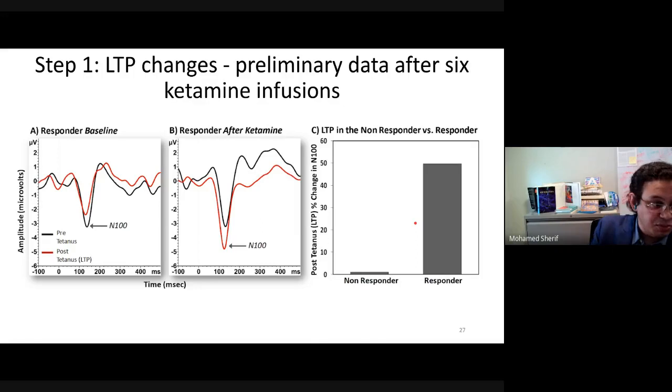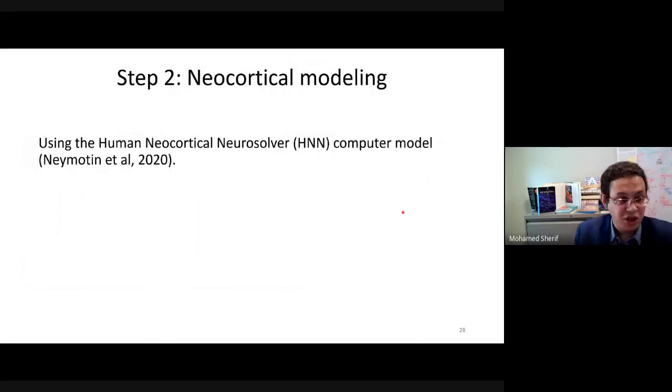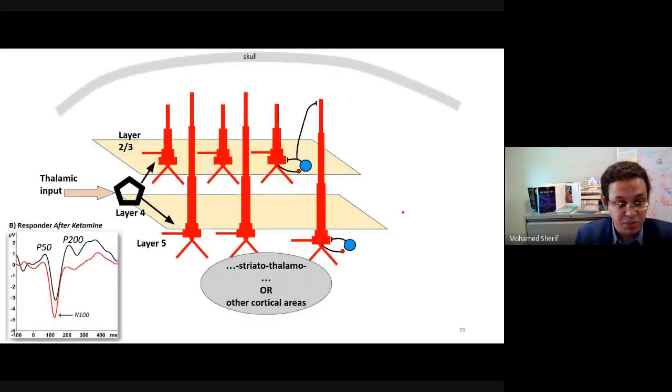Now moving to the second step, which is the neocortical modeling part. So we're using the Human Neocortical Neurosolver. I know that you've got a primer about it today. I'm just going to do a quick refresher of how the model can explain the changes that happen in the different peaks.